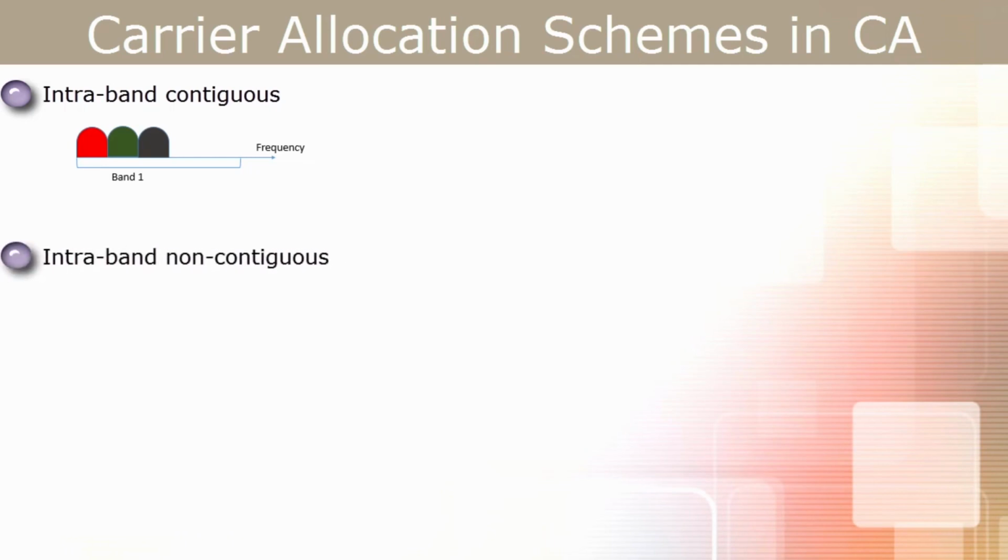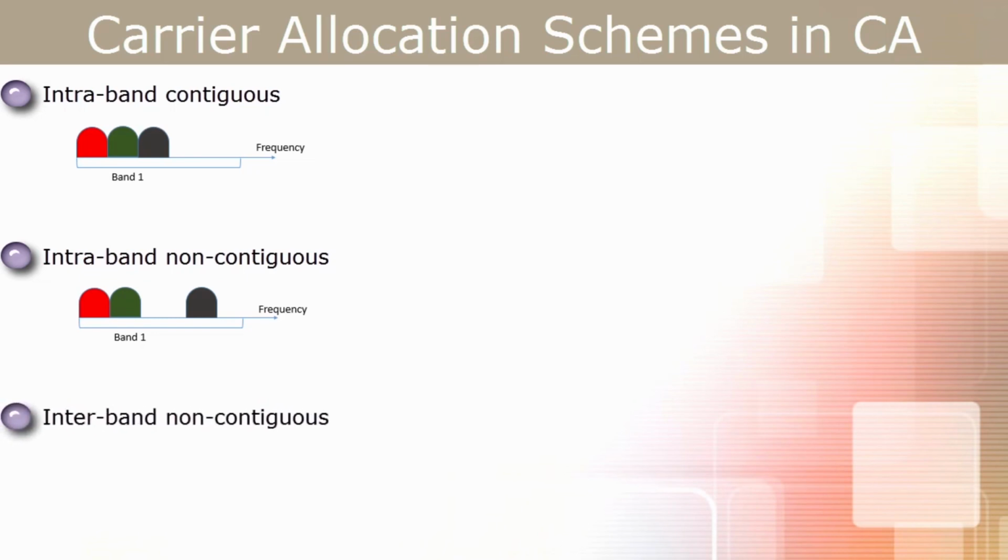Intraband non-contiguous. In this scheme, the primary component carrier and secondary component carrier are allocated from the same band, but they are not contiguous. Interband non-contiguous. In this scheme, the primary component carrier and secondary component carriers are allocated from 2 different frequency bands. There are almost 50 LTE bands available as per the latest specifications, so there will be an infinite number of possible band combinations if we use all these carrier allocation schemes.